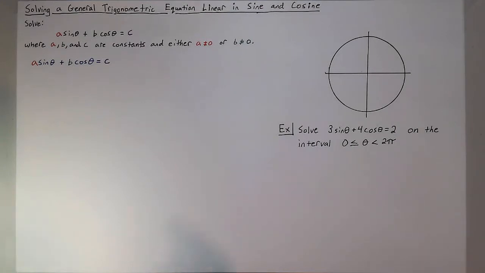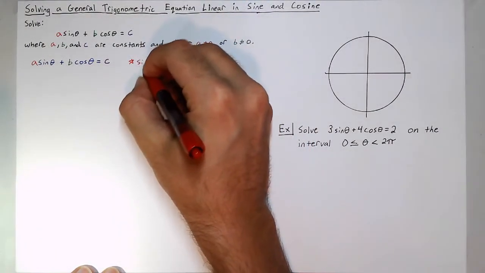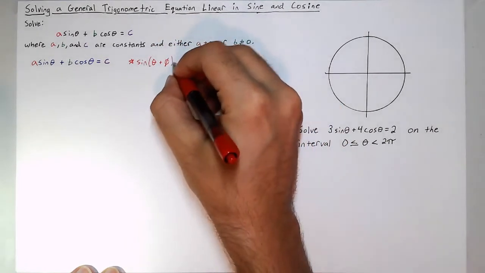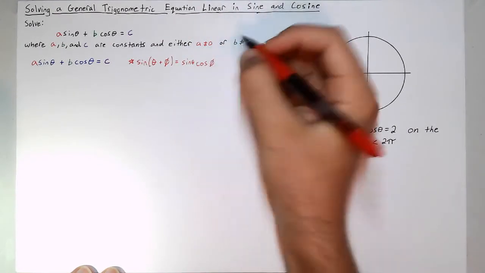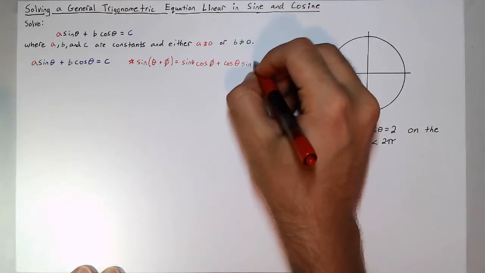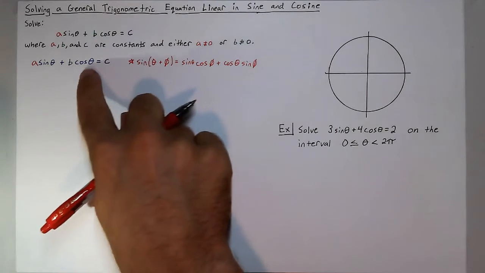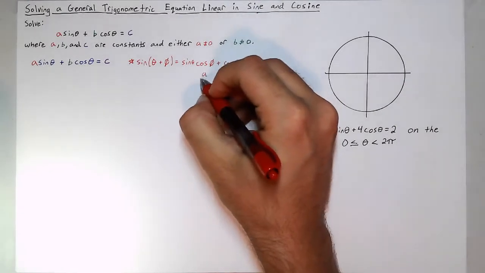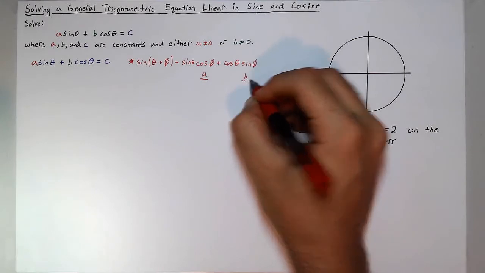Now, in order to solve this equation, I am going to use the sum formula for sine. So I'm going to use sine of theta plus phi is equal to sine of theta cosine of phi plus cosine of theta times sine of phi. So that's my general goal for solving this one. I want to get it into that form in some way, which means that this A value corresponds with some value for cosine, while this B value corresponds to some coordinate for sine.